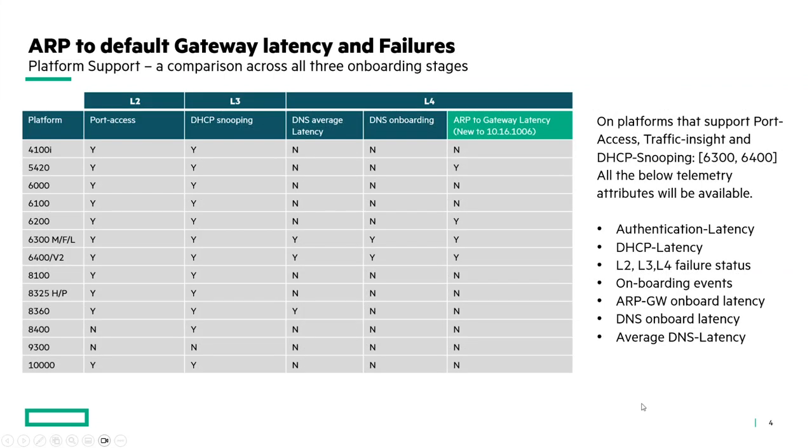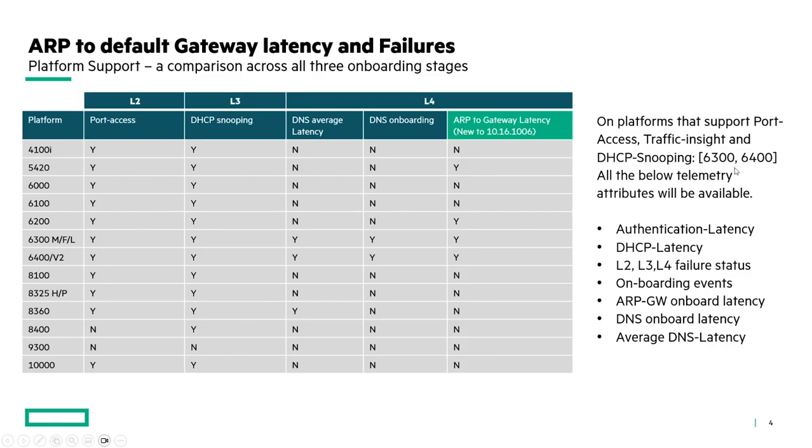So let's talk about the platform support on a broader level and in comparison with L2, L3, and L4 stages. Because this enhancement is a part of L4, I just wanted to give a comparison across L2, L3, and L4 onboarding stages. The platforms that support all three stages, that is port access, DHCP snooping, and as a part of L4, both DNS and ARP to gateway latency, are the 6300 and 6400s.